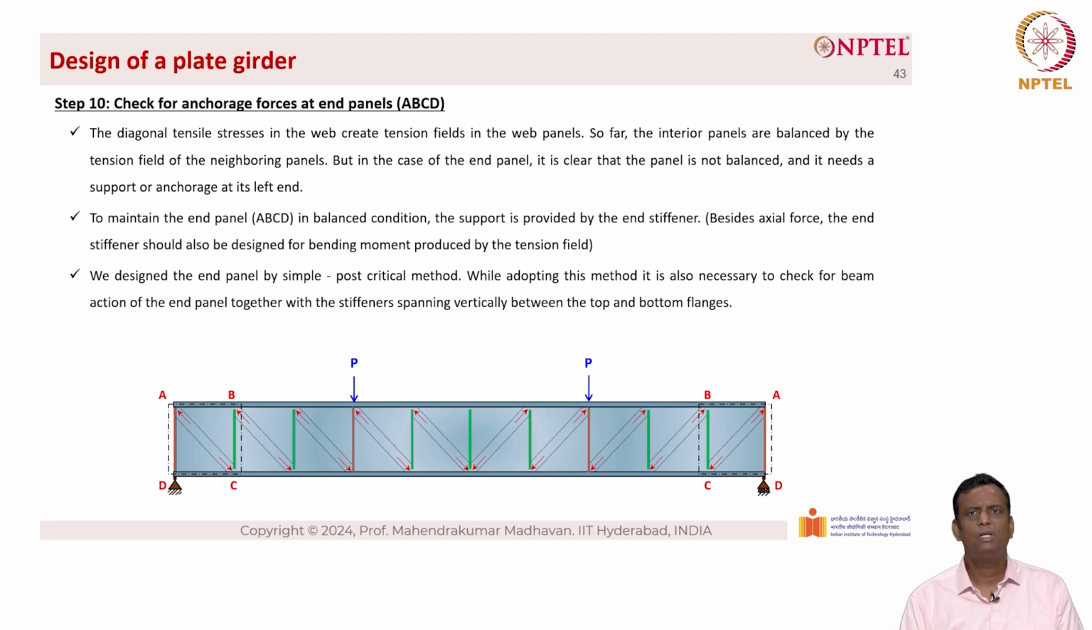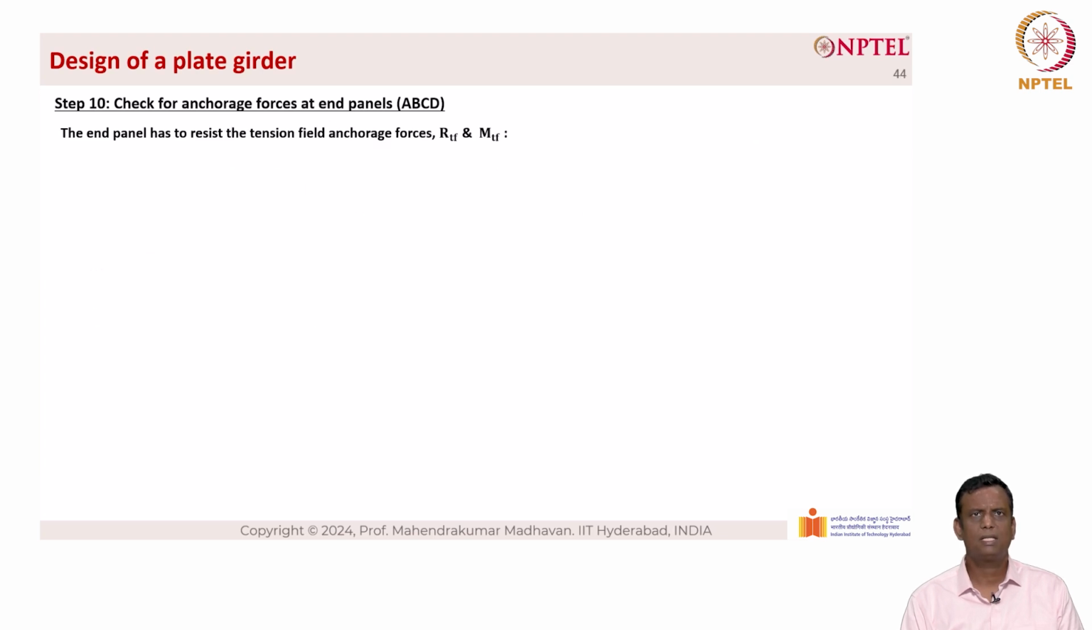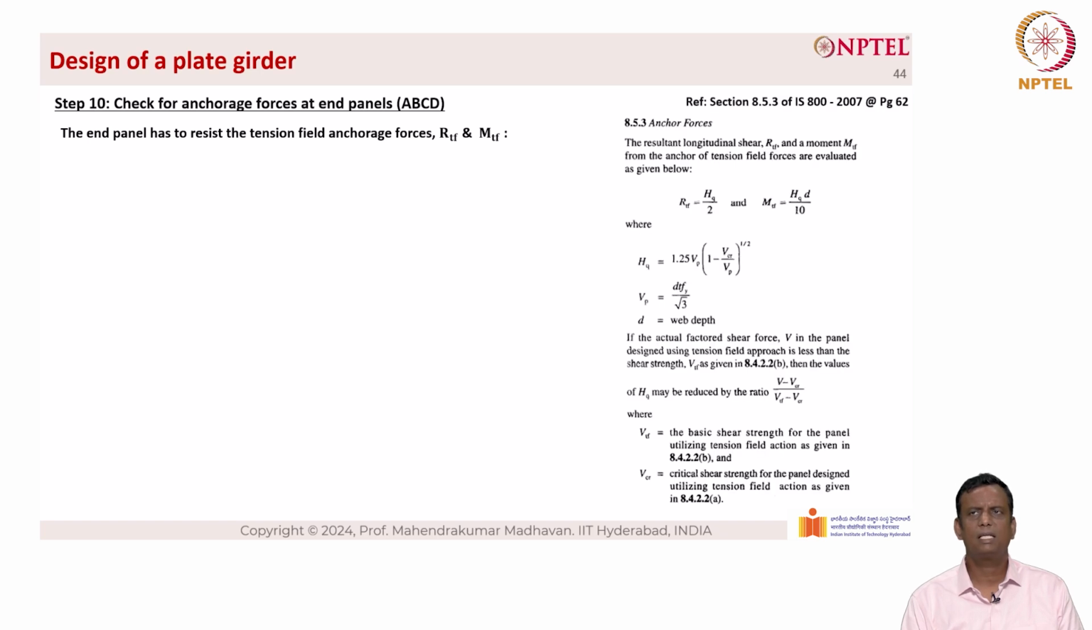Basically, we have to understand that the end panel or the stiffener at the end panel will also be subjected to additional forces as a result of the unbalanced moment and shear forces. So we have to check that as a beam spanning between the top flange as well as the bottom flange. So the vertical beam so considered should be checked to resist the bending moment MTF and a longitudinal shear RTF. The end panel has to resist the tension anchorage forces RTF and MTF, which is given in the right hand side as per IS 800 anchorage forces, which is RTF and MTF.